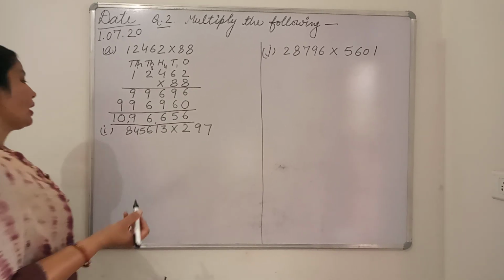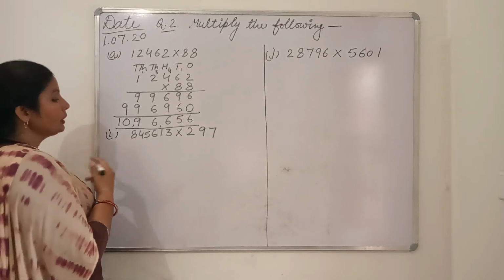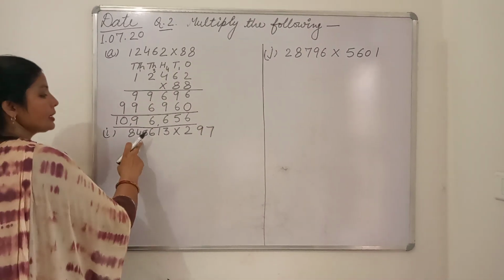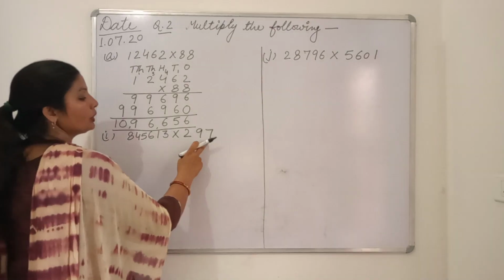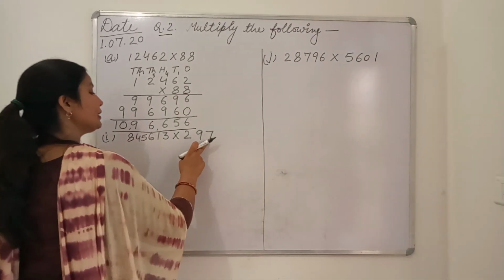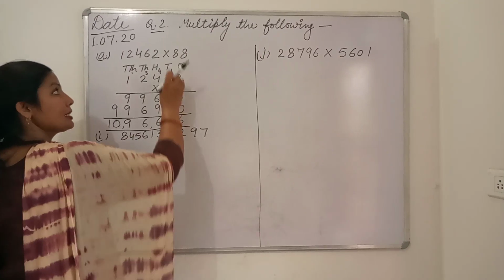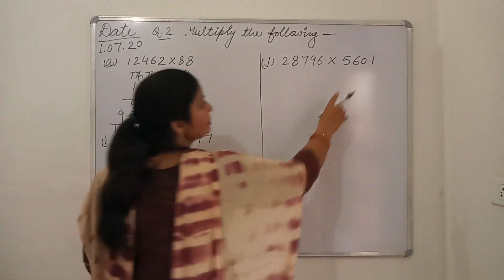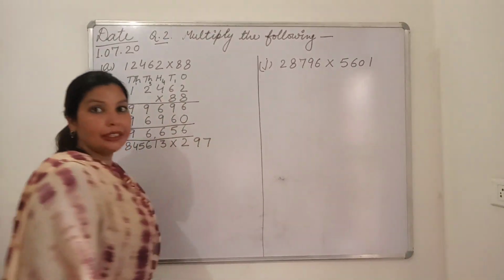Now next is I part. Take your I part. Here is 8,45,613 multiplied by 297. There is a 3 digit number. Multiply by 3 digit number. Here is multiply by 2 digit number. Here is multiply by 3 digit number. And in this we have multiply by 4 digit number.